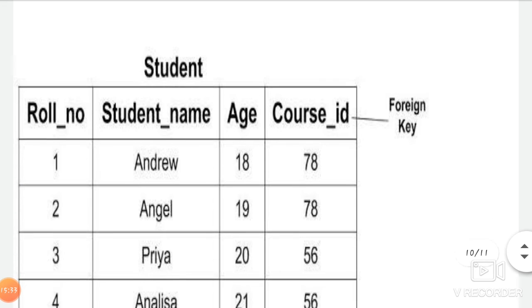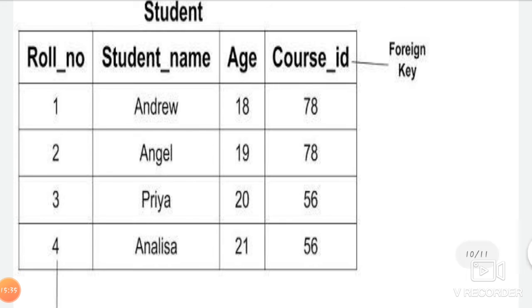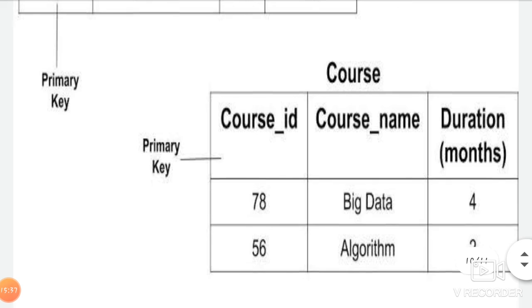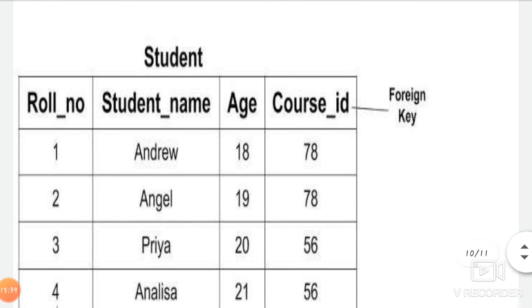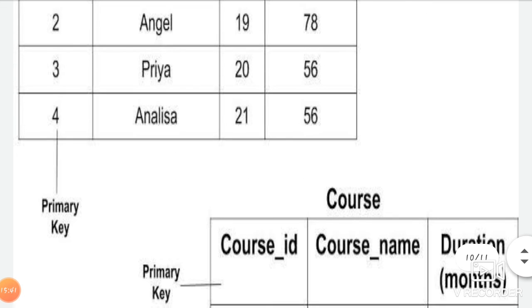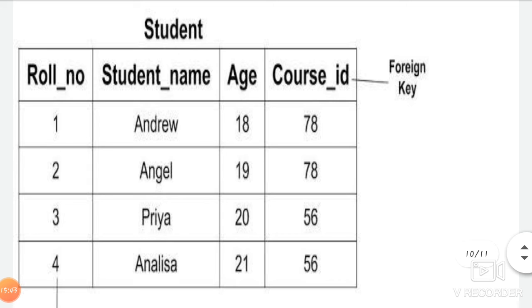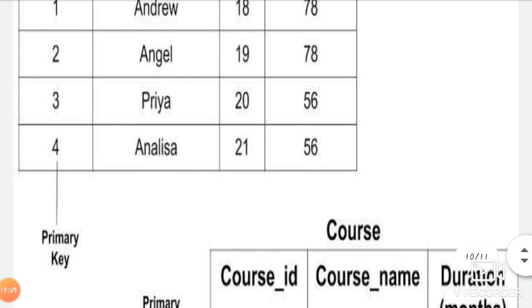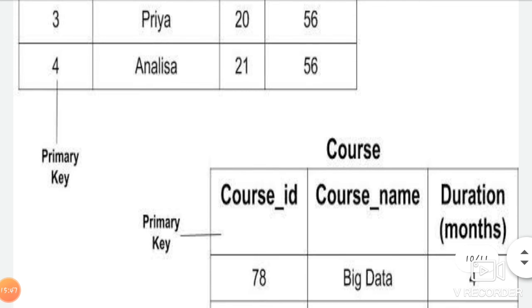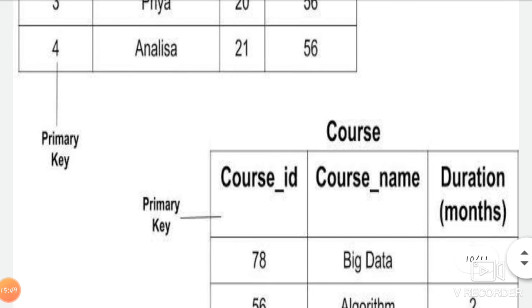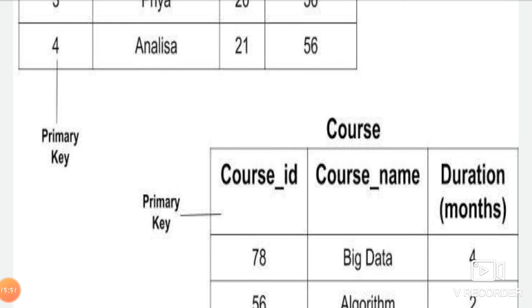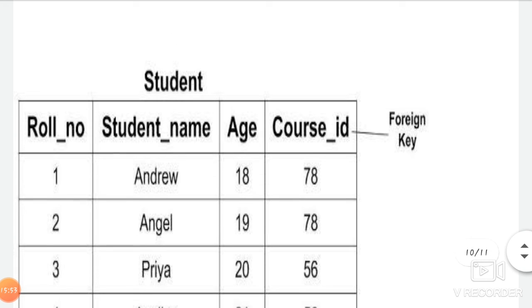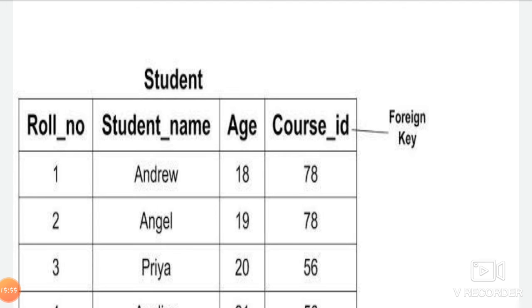Okay, so now look at this. There are two tables. One is a student and another one is a course. In the student table, we have a course ID through which we can refer to the course table. Here course ID is the primary key for the course table, and for the student table roll number is the primary key. But course ID of the student table acts as a foreign key.